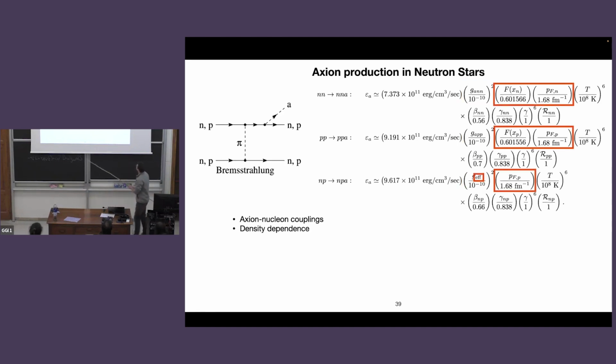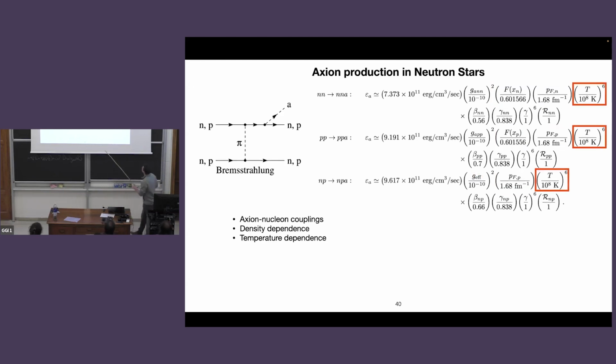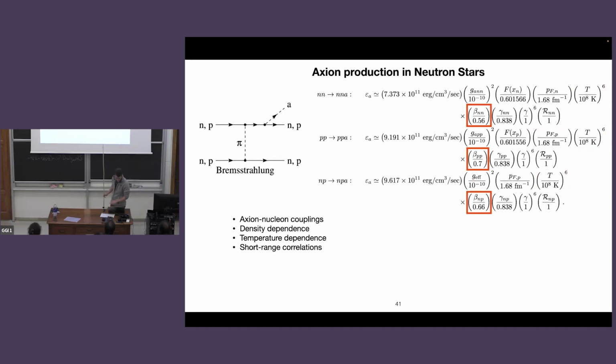That's relatively straightforward. Then you have a couple of factors that are parameterized through the Fermi momenta. That basically just encodes the density dependence of that emission rate from the neutron star. Now, the second term is then the temperature dependence, which turns out to be to the sixth power. And then there's a couple extra factors that are a little bit more complicated.